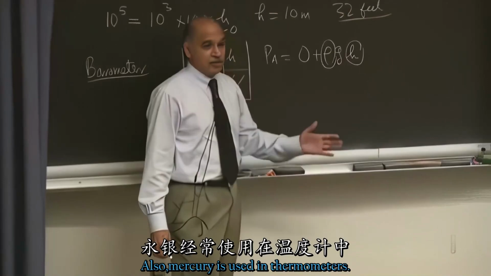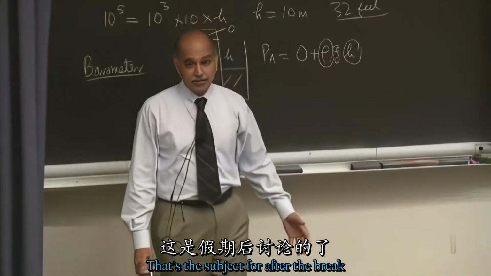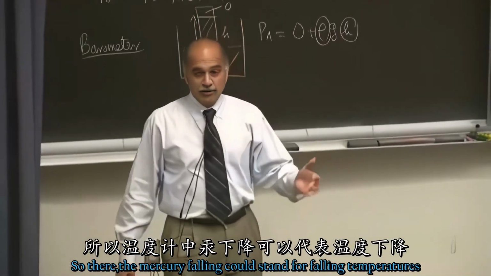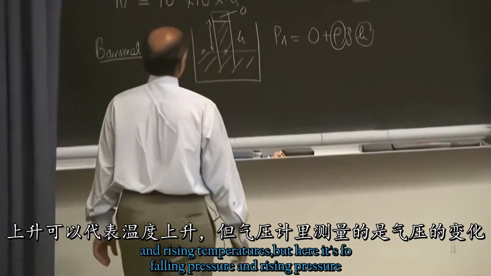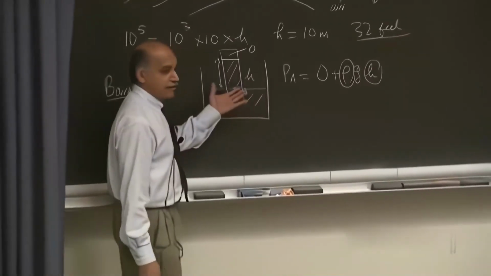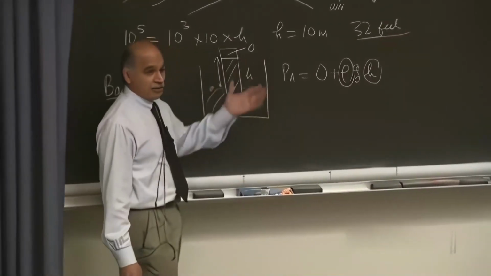Also, mercury is used in thermometers. That's the subject for after the break. There, the mercury falling could stand for falling temperatures and rising temperatures, but here it is for falling pressure and rising pressure. So this is the first gadget you can build with what I've taught you.